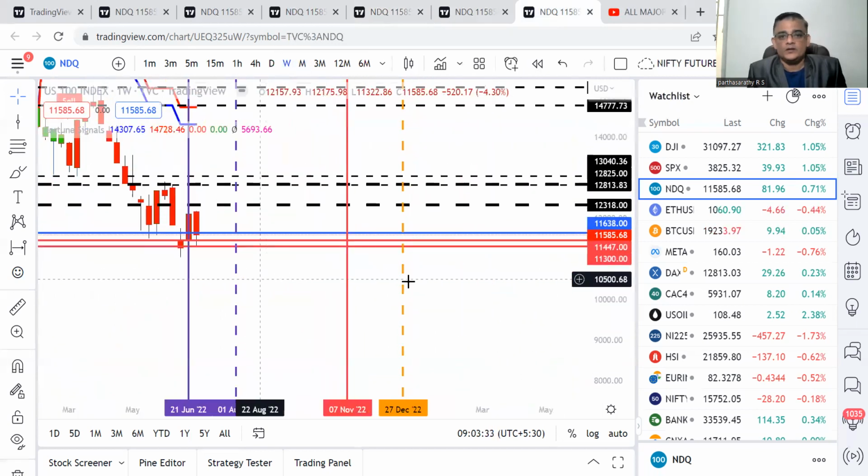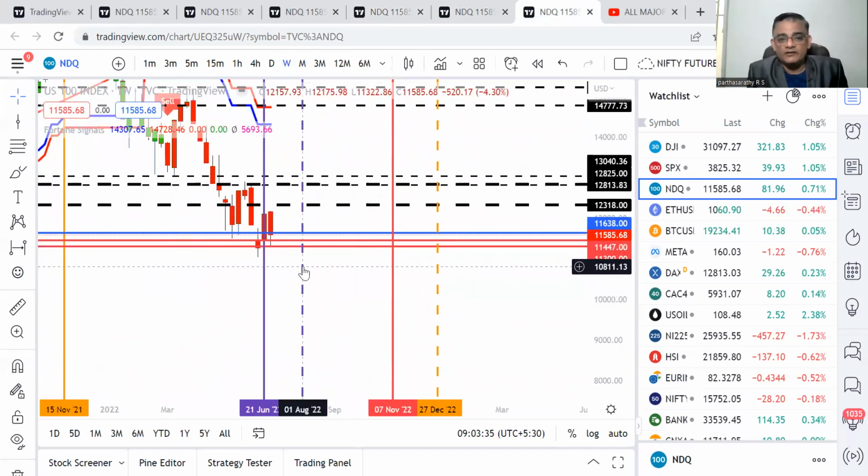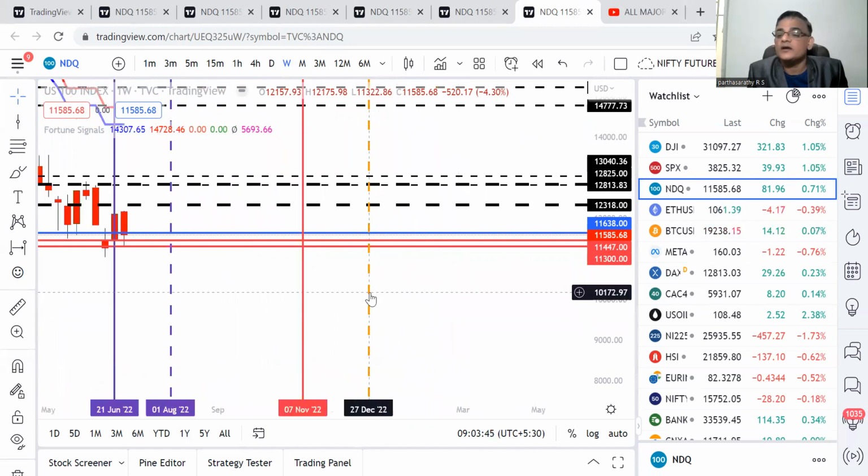So weekly, I've already told, first week of August. Monthly, November month is the key, and weekly, last week, December week, 27th week, which is the last week of December. It says it's a big trend change week for Nasdaq, and more or less this is combining with the January month strategy. Okay, so understand this.